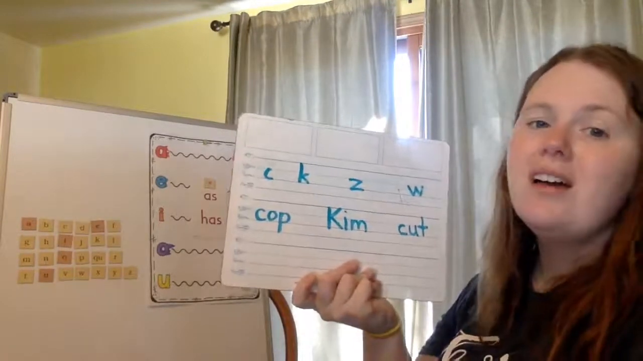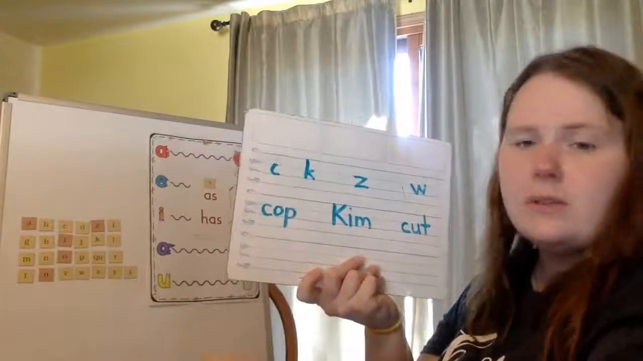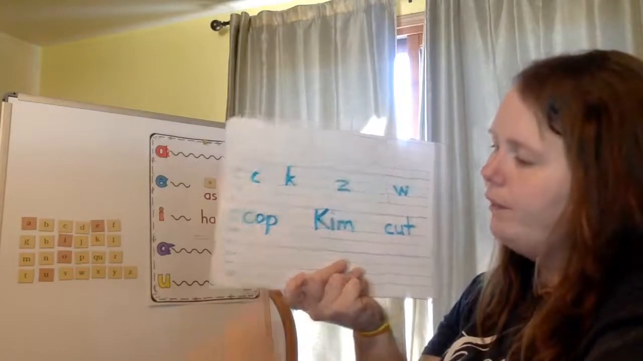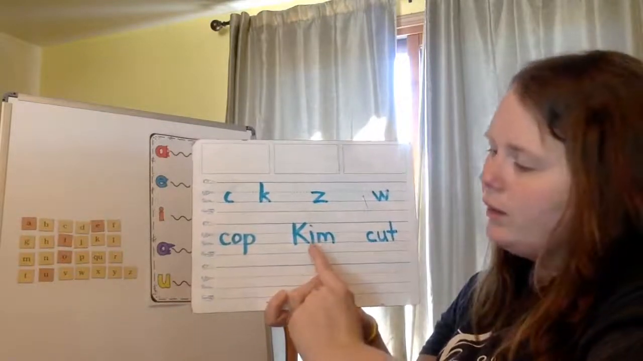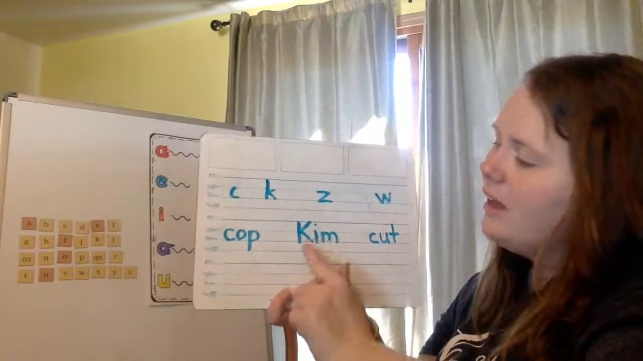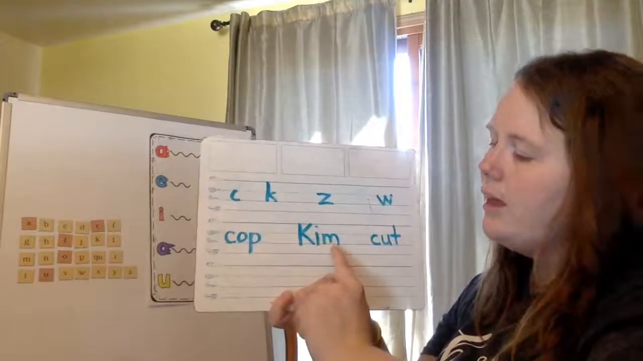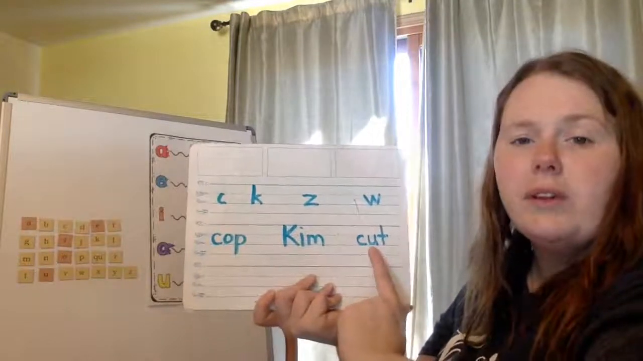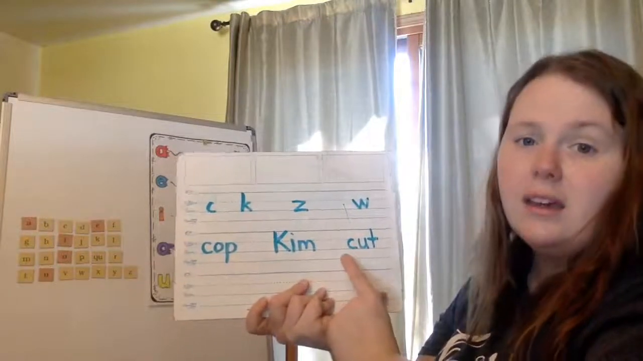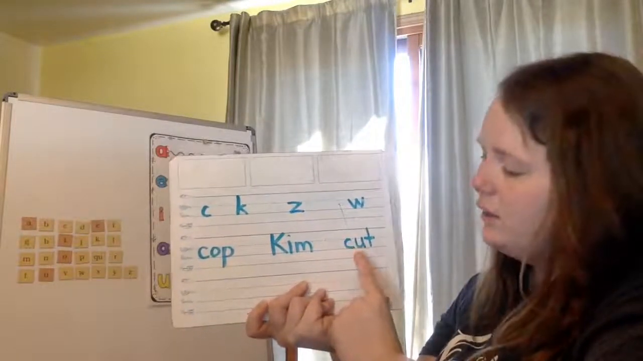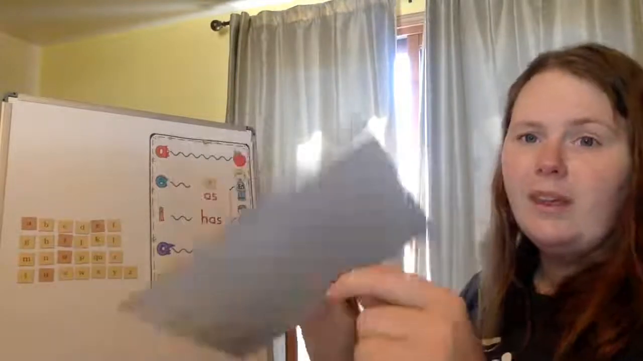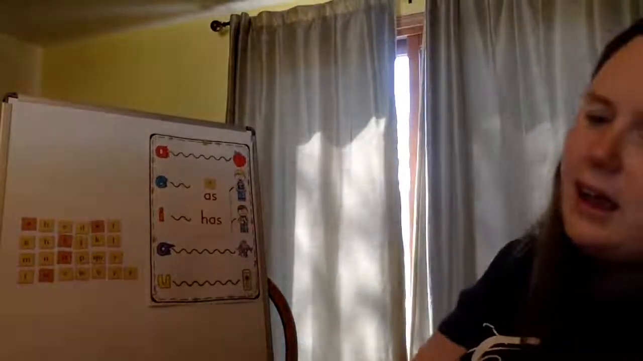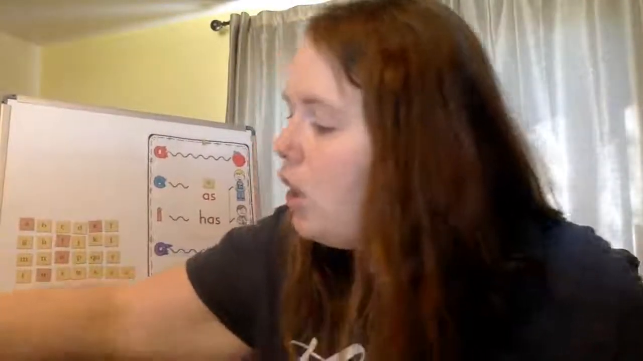Okay, our words, cop. When there's an O, you use a C. C-O-P, cop. Then we did Kim. When there's an I, you use a K. K-I-M, Kim. And last one, cut. When there's a U, you use a C. C-U-T, cut.